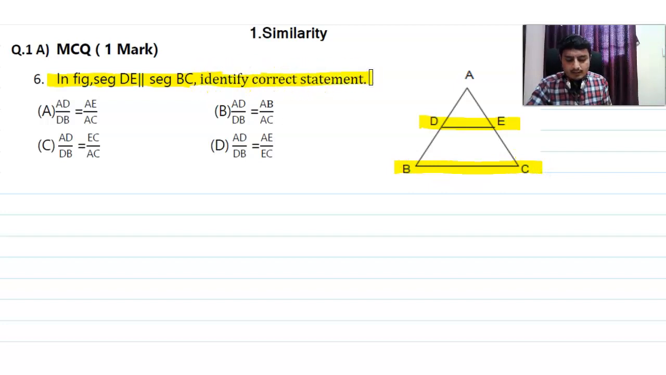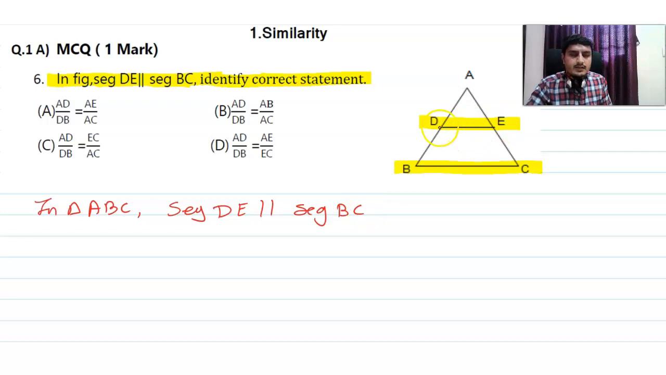Identify the correct statement. We are given the segments AD, DB, AE and EC in a ratio. In triangle ABC, segment DE is parallel to the third side of the triangle, that is segment BC. Segment DE intersects one side AB of the triangle at point D and the other side AC at point E, and is parallel to the third side of the triangle.